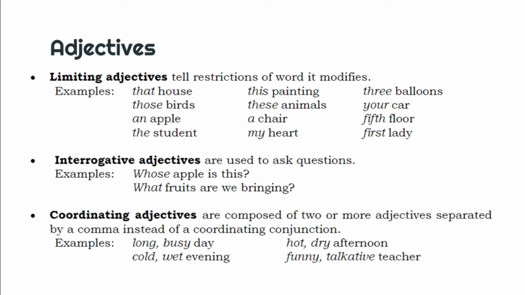The third one, we have the limiting adjectives. This tells the restrictions of words it modifies. Examples: that house, those birds, an apple, the student, this painting, these animals, a chair, my heart, 3 balloons, your car, 5th floor, and first lady.